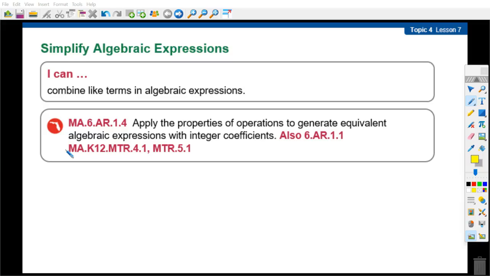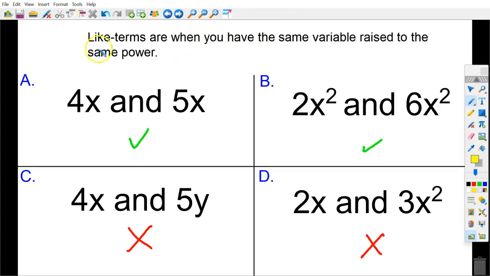All right, let's get started. So, we are rocking with like terms. Like terms are when you have the same variable raised to the same power. That is very important. Again, I can't stress how important this lesson is. So, same variable raised to the same power.